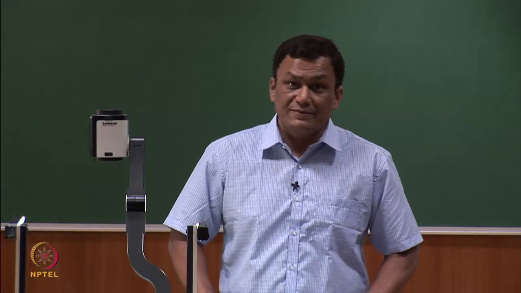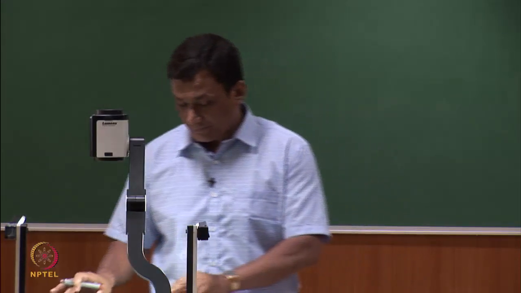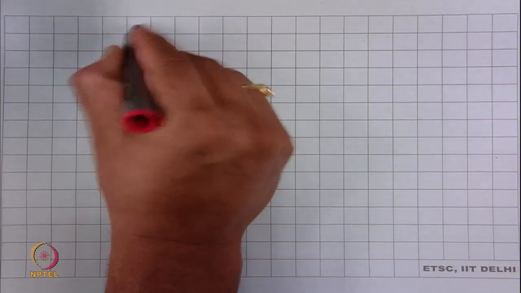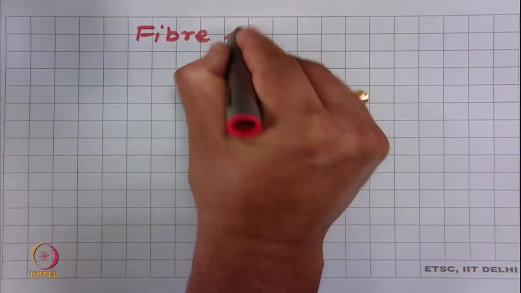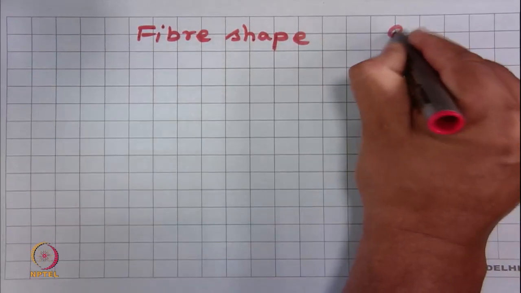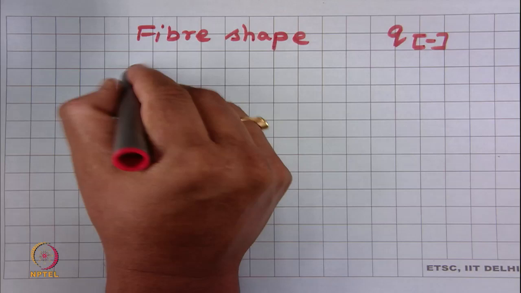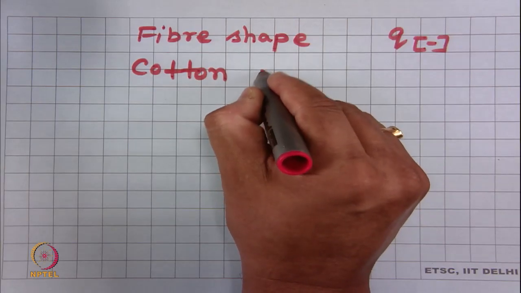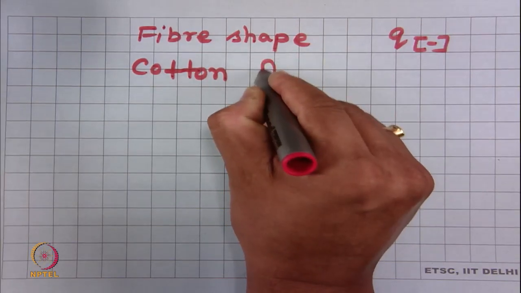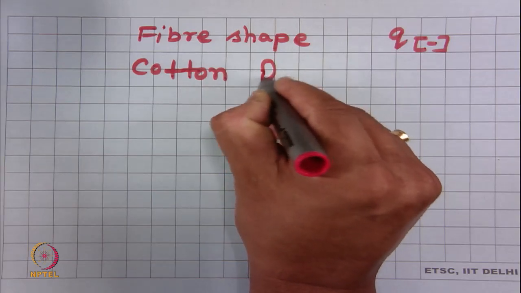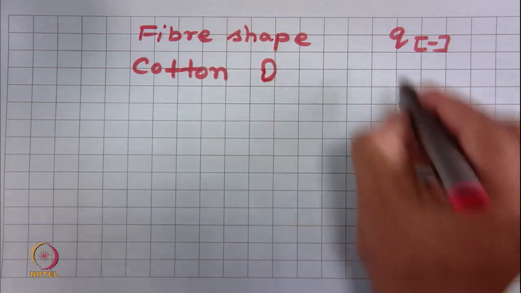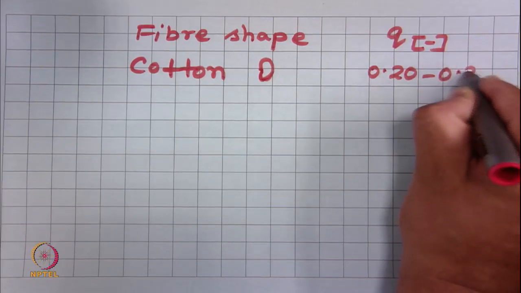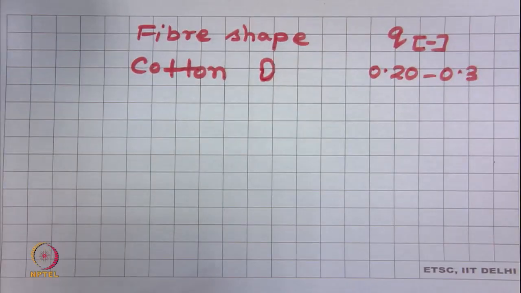What is the value of fiber shape factor for cotton fiber? Fully mature cotton fiber, you remember the shape of a cotton fiber, the typical shape factor you can find out is 0.2 to 0.3 in that range.